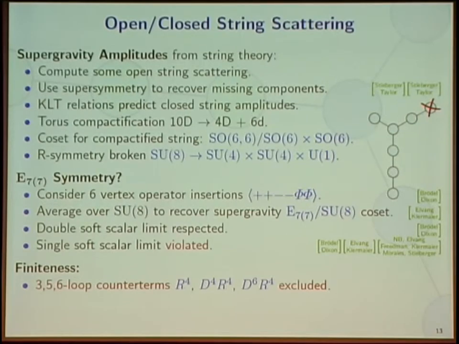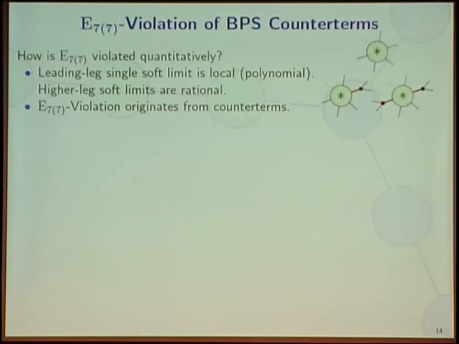I mean, in all of this, after this averaging, no trace should be left from the string theory. So that's why it's a plain supergravity result in the end. Let me be a bit more specific about that. How is this E7 violated quantitatively?